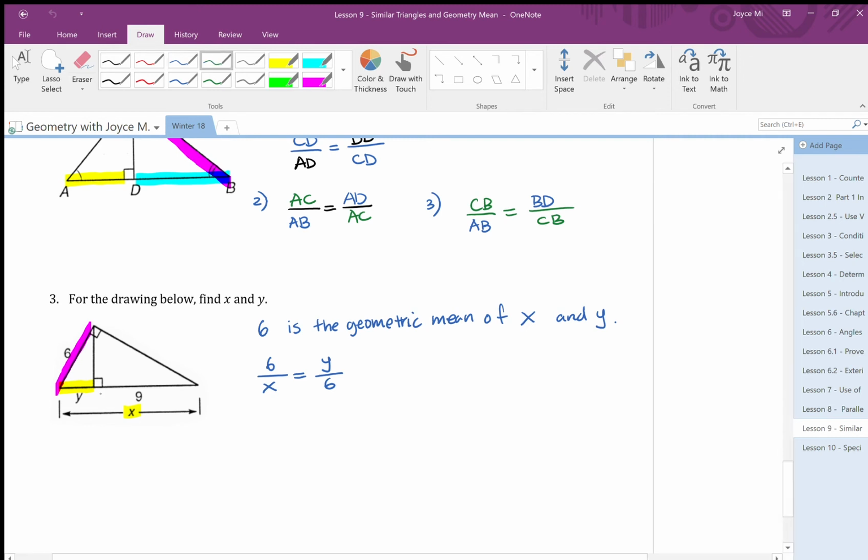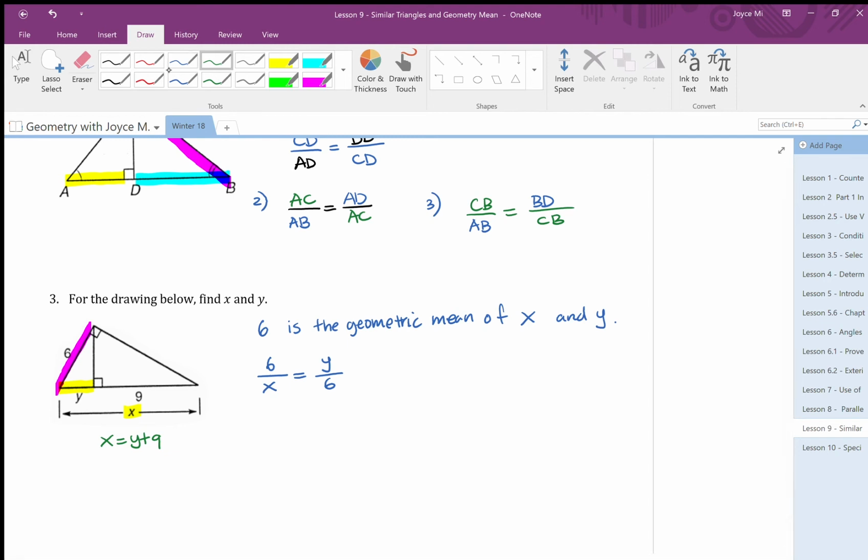Notice that x here is just equal to y plus 9. So I could say, well, x is y plus 9, and I'm going to replace x with y plus 9. Or I can also solve for y here. Notice that I can also rewrite y as x minus 9. So either way, I want one variable only.